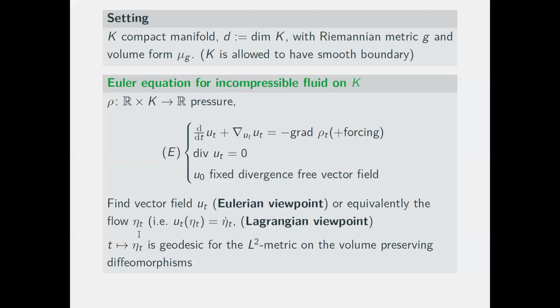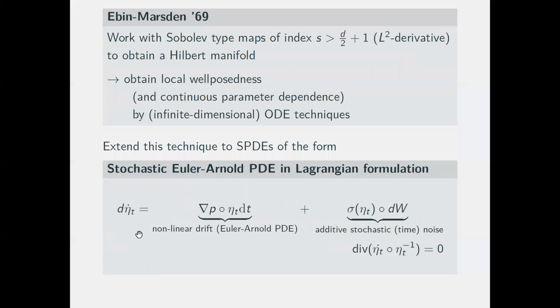So we are seeking to solve the geodesic equation, which is an ordinary differential equation of second order on the infinite dimensional manifold. And Ebin and Marsden have worked this out in the deterministic setting. They say, okay, let's introduce mappings of Sobolev type with high enough Sobolev index and L2 derivatives. This yields a Hilbert manifold, and then they were able to show that the right-hand side of the second order ODE we are seeking to solve can be shown to be smooth. So from the infinite dimensional ODE techniques for Banach space or Hilbert manifolds, they get local well-posedness and continuous parameter dependence of Euler's equations.